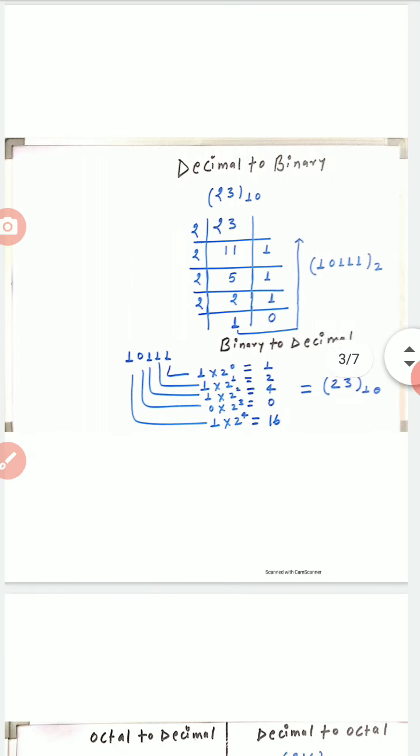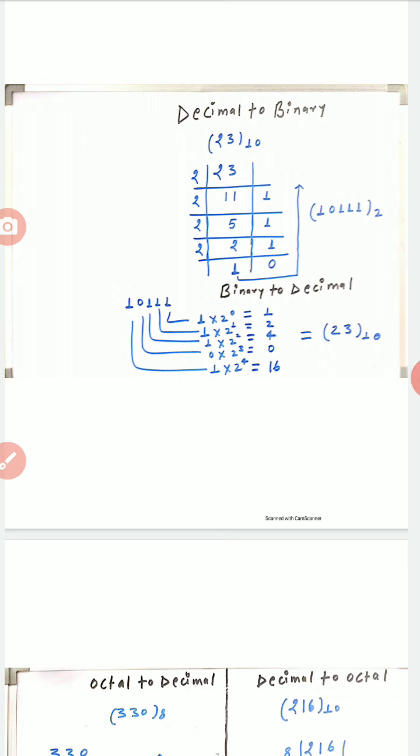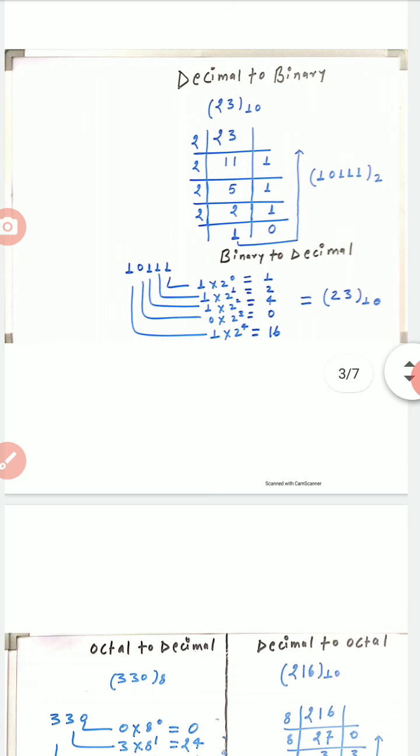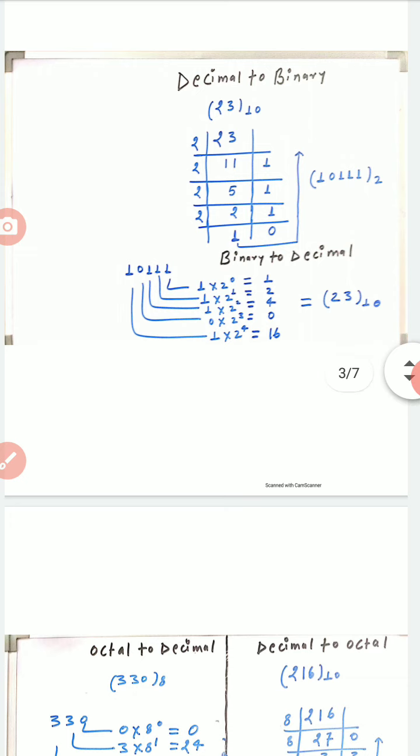Suppose now I take up the question. First, decimal to binary. How do we convert any decimal number to a binary number? Before attempting any question, please make sure you write the base always, because the base identifies which number it is. If the base is 10, it represents a decimal number. If the base is 2, it represents a binary number. If the base is 8, it represents octa. If the base is 16, it represents a hexa number.